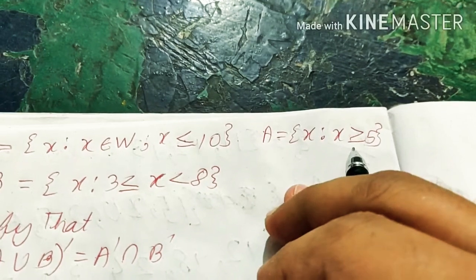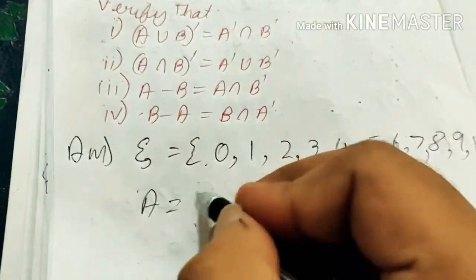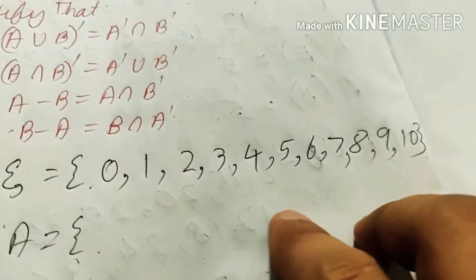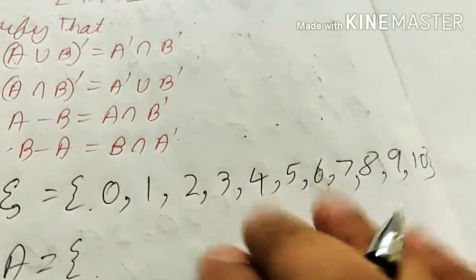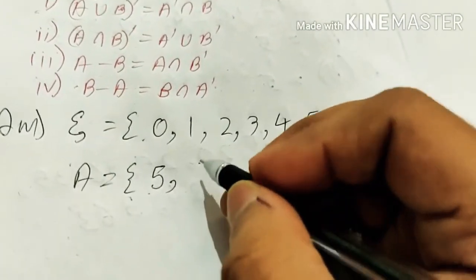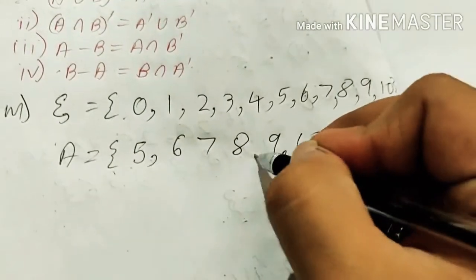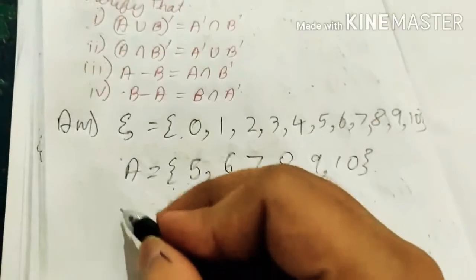Our set A here says that it is greater than 5. Universal set is the complete set for the given question, so A always belongs to the universal set. It should not exceed the universal set. So A here is greater than equals to 5, so 5 is also included. So 5, 6, 7, 8, 9 and 10. We won't take 11 because 11 is not present in the universal set.